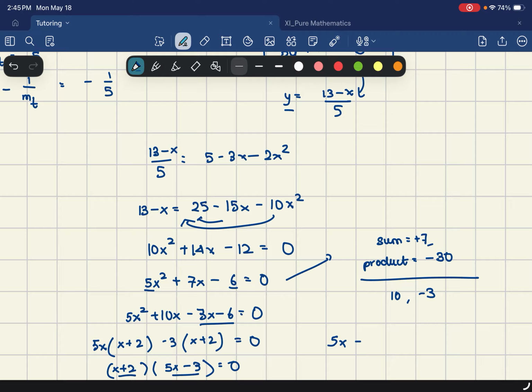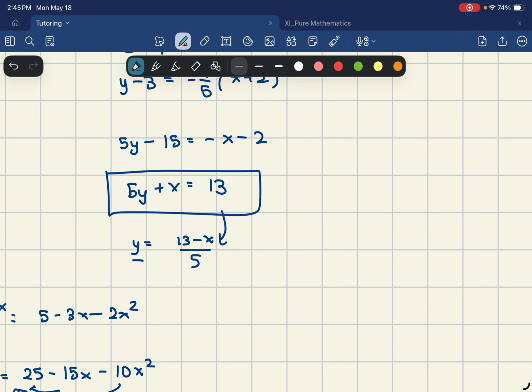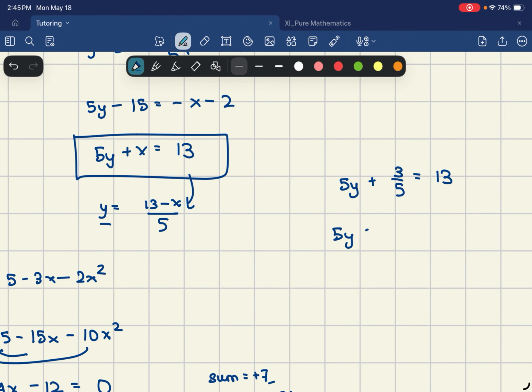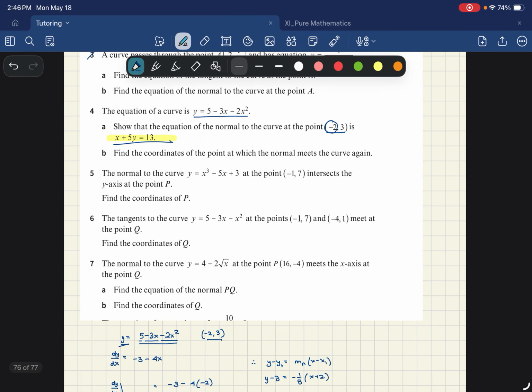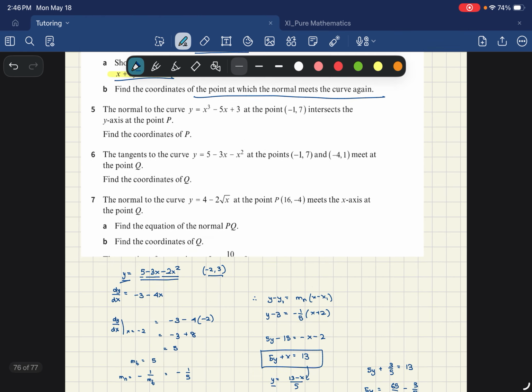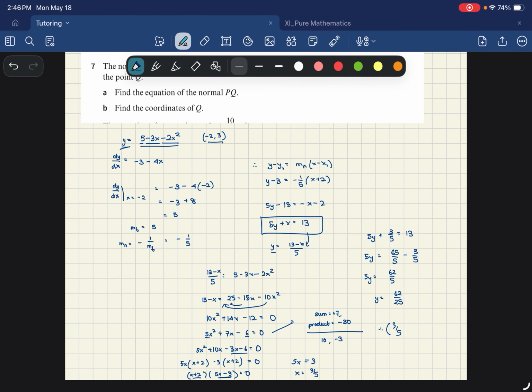So 5x is equal to 3, from this expression. So x is equal to 3 over 5. And if you substitute x is equal to 3 over 5 here, 5y plus 3 over 5 is 13. 5y is going to be, so 13 is just 65 over 5 minus 3 over 5. So 5y is 62 over 5. Y is 62 over 25. And therefore, the coordinates of the point at which the normal meets the curve again is 3 over 5, 62 over 25.